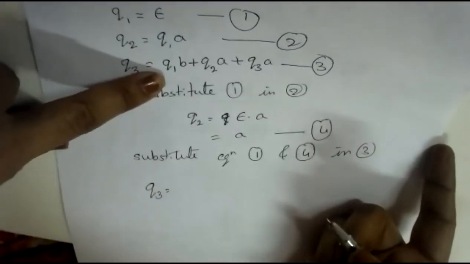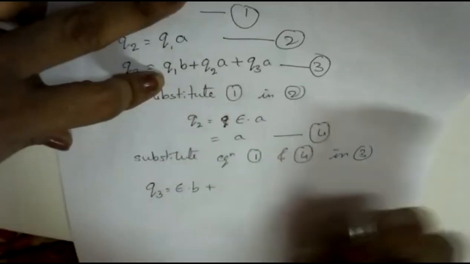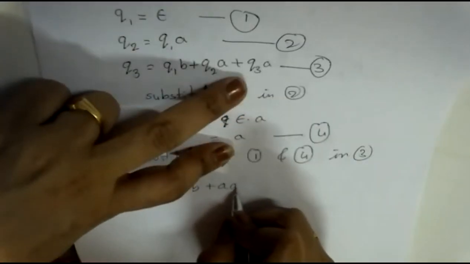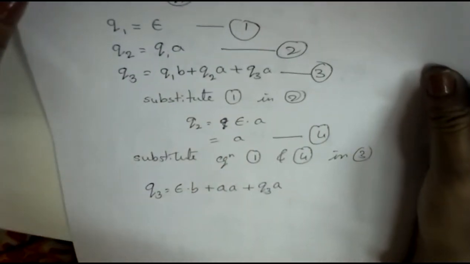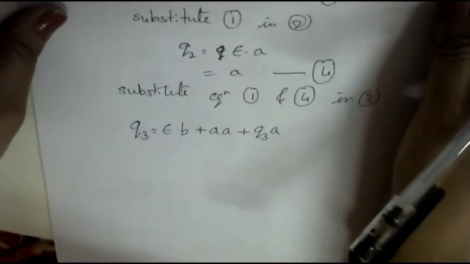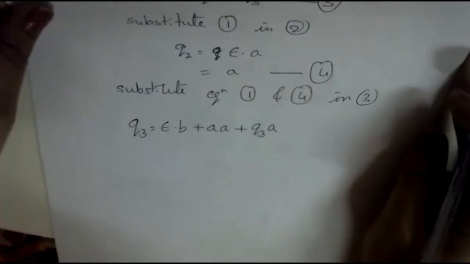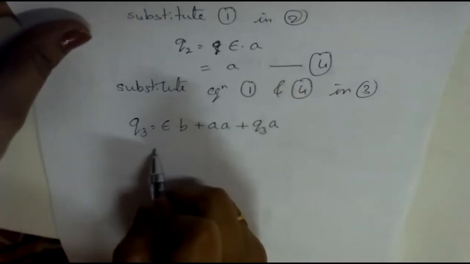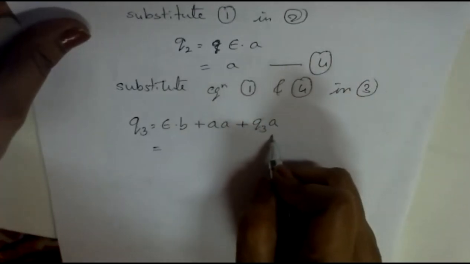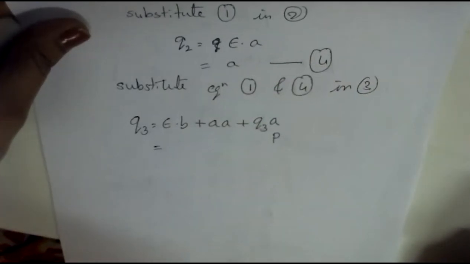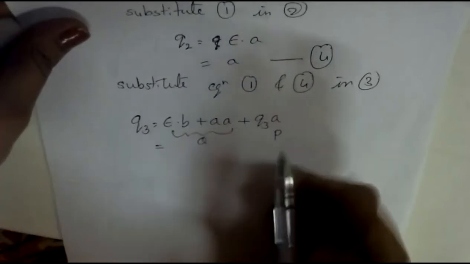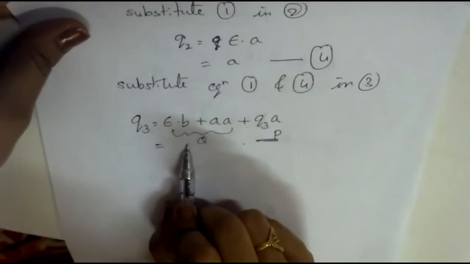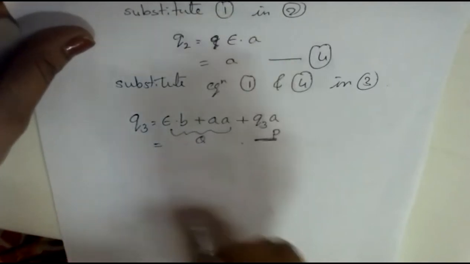Now what will be my Q3? Q3 will be Q1 is epsilon, right? Epsilon B, or Q2, which is A, so it is AA, or Q3A. Yes, Rishikesh, right. Very good. Now tell me, what is my P in this? It is just A. Q, what is Q? This complete part will be my Q. Everything that remains after this goes into Q. I hope you got it. Wonderful.